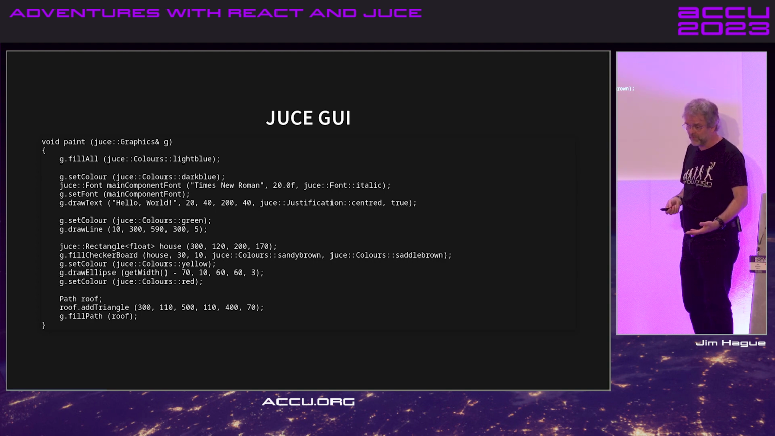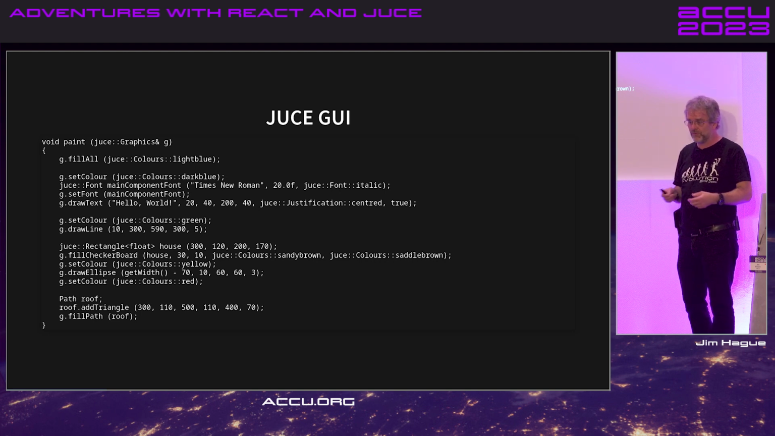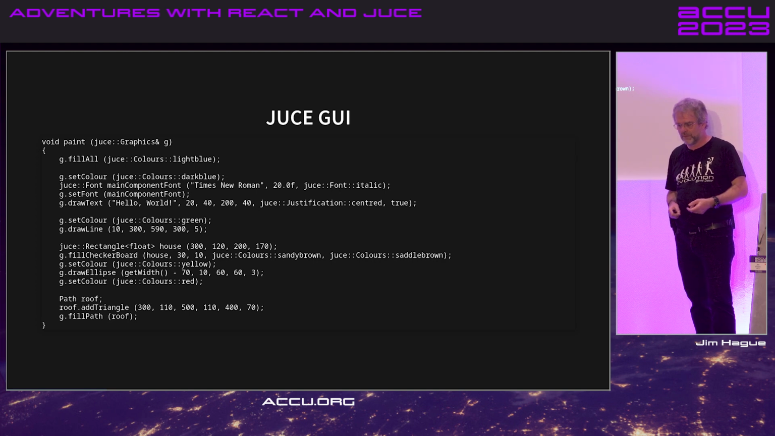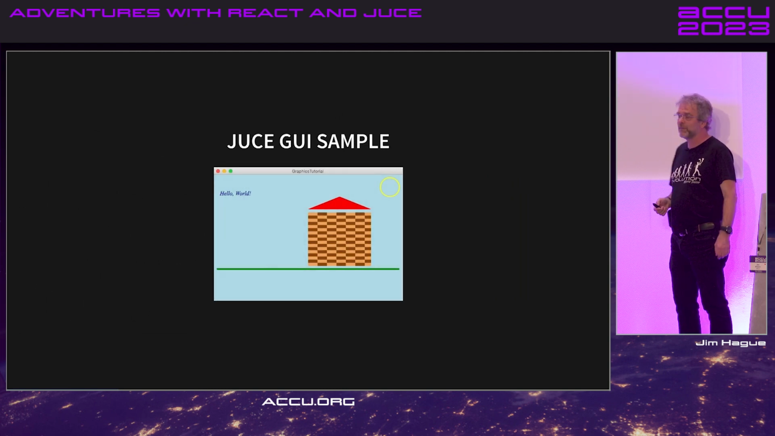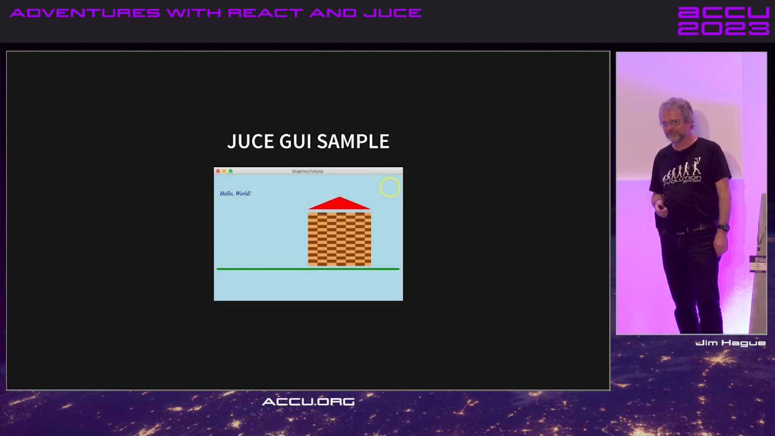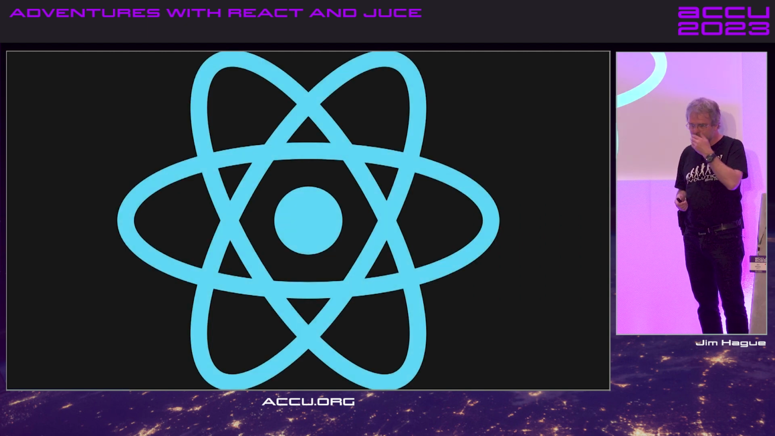Pass in a graphics object, fill it with light blue, set a color for stroking fonts, do some stuff with a font, set another color, draw a line. You know, we've seen all this stuff a load of times before. And if you actually run all this code, you get that. So, yeah, it's got a GUI. You can do stuff with it, but maybe there ought to be a better way. So that's JUCE.